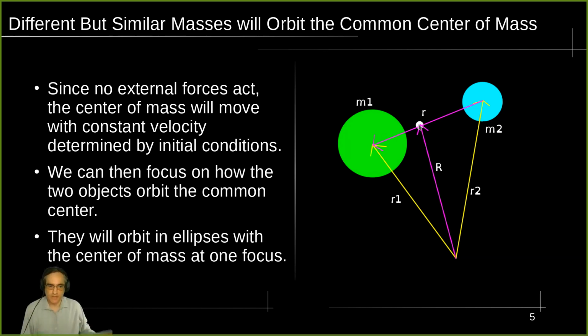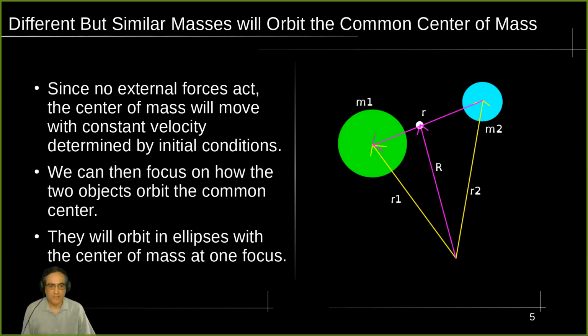But since there are no external forces acting on these two objects, the center of mass will continue to move however it was at the beginning. So if you know the initial velocity and you know the initial position of the objects, you could calculate the motion of the center of mass and it will be constant. It will continue to move in whatever direction it may or may not have been moving to begin with. And then you can look at how the motion of the objects is around that point.